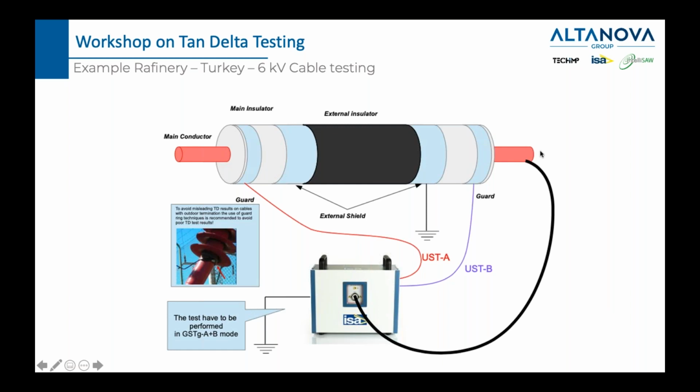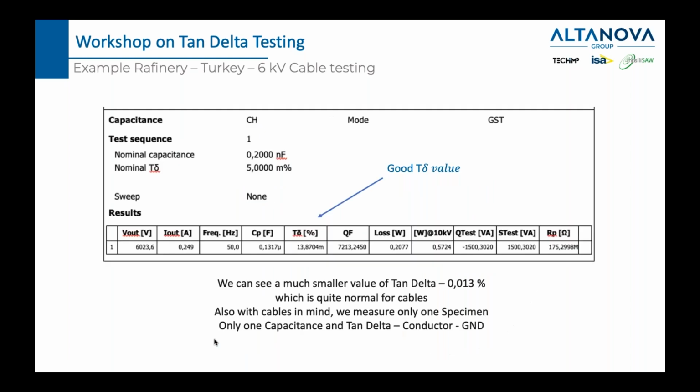This was about a 100 or 200 meter long cable, which we tested in Turkey. And the measurement is connected from the guard, so from the shield. We need to do a test in GST GA plus B mode. You will understand what that is in just a few minutes. And the number which we've got is 0.013%, which is a very small number, and that's a good number for a cable. So you can also do a cable test.